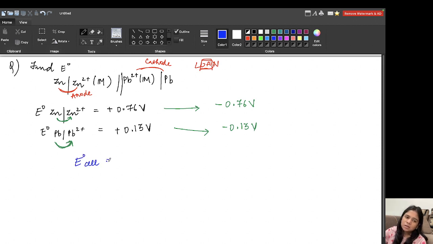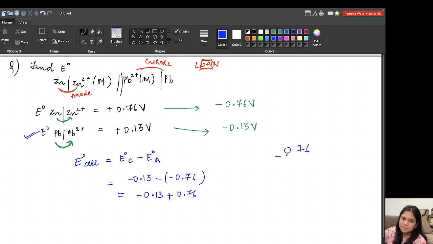E naught of cell is equal to E naught of cathode minus E naught of anode. What is E naught of cathode? Which one was your cathode? Pb. So minus 0.13 minus of minus 0.76. So this will approximately come out to be minus 0.13 plus 0.76, so it's actually 0.76 minus 0.13, 0.63. So this will be 0.63 volt.